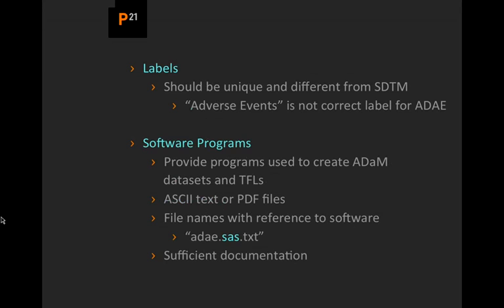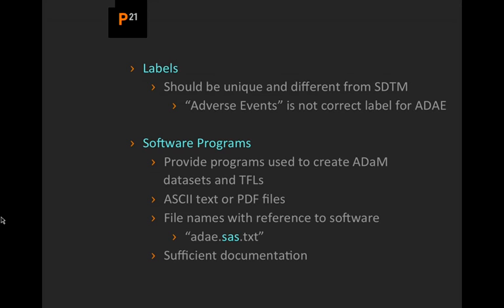Dates in analysis datasets should be numeric. In addition to ISO 8601 variables, imputation of partially missing dates is allowed. Flag variables should be provided, and documentation on your imputation algorithms is required. All labels in analysis datasets should be unique and different from SDTM. In this example, Adverse Event is not the correct label for ADAE.